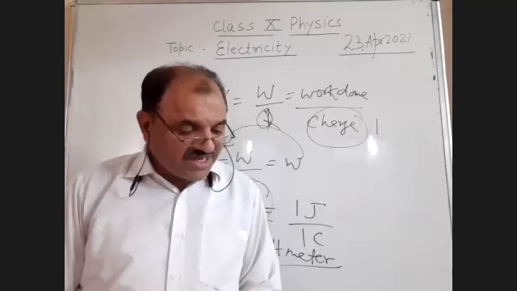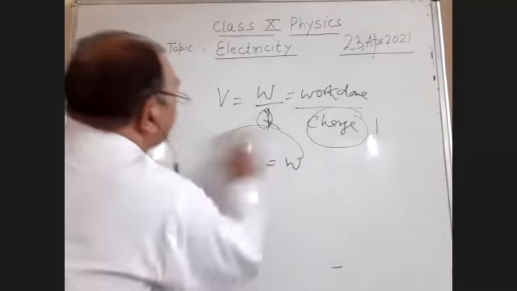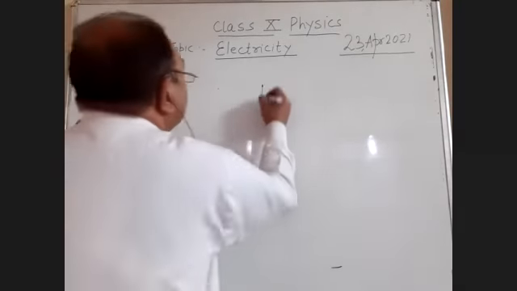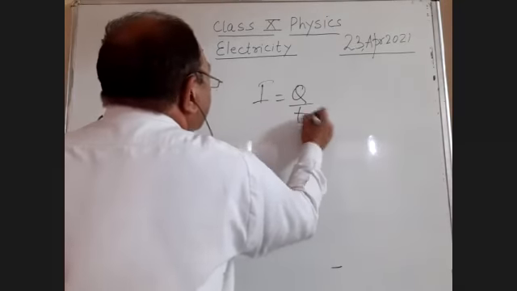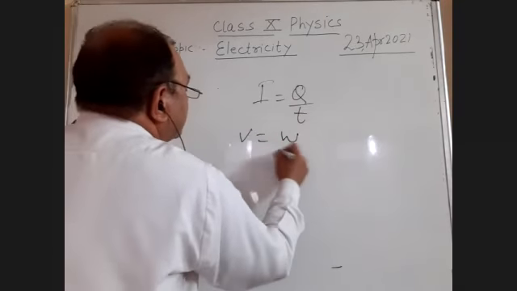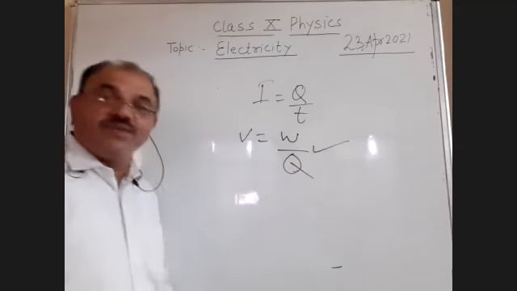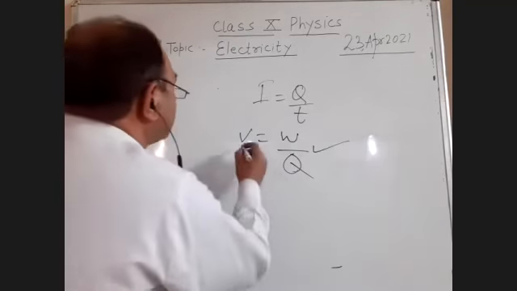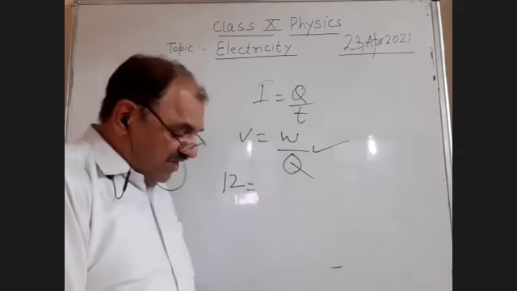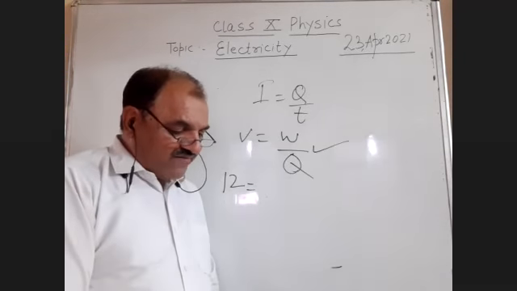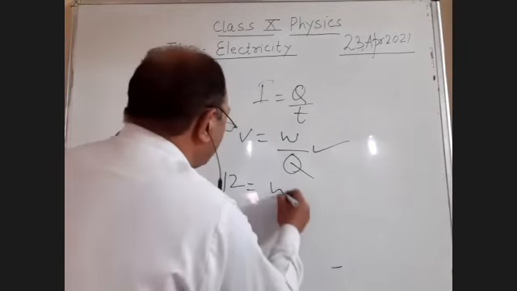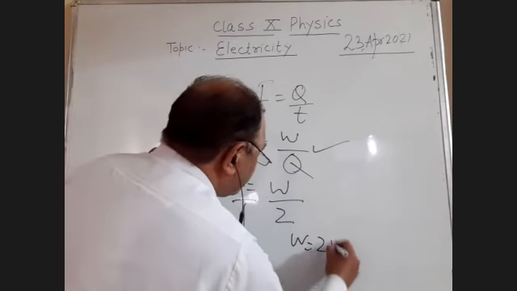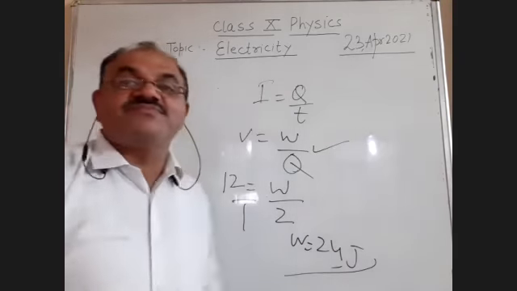Now, one numerical I'll tell you. It is based on this formula. The first formula was I equals Q by T. The second is V equals W by Q. Based on this second formula, the numerical is this. V is given as 12 volt. Now we have to calculate the amount of work done when the charge is 2 coulomb, meaning Q is given as 2 coulomb. Now cross multiply, W equals 24 joules is your answer. Is it clear, students?